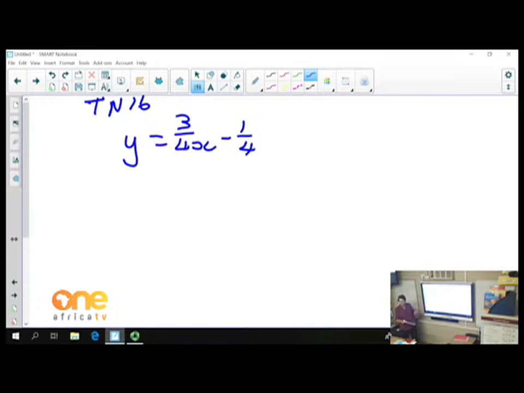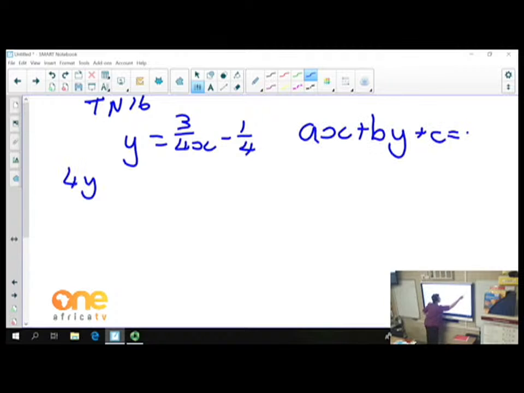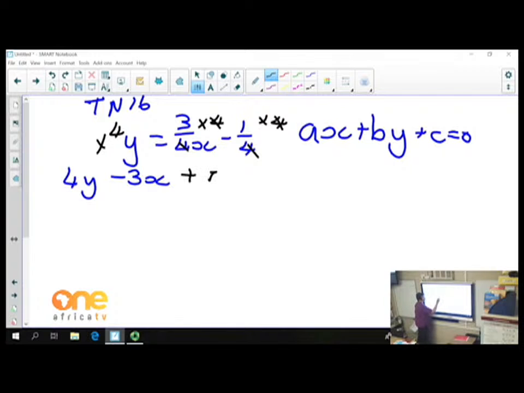That's what we do here. If you multiply with the LCM of 4, what will you have? ax plus by plus c, this is what they want. So everything must be on the left-hand side. Look what I'm doing. The learners don't recognize this question, so that's why I'm showing you now. If I multiply by 4, then times 4, times 4, times 4, and cancel. So that's where the 3x is coming from. Plus 1, yeah, that's all, is equal to 0.